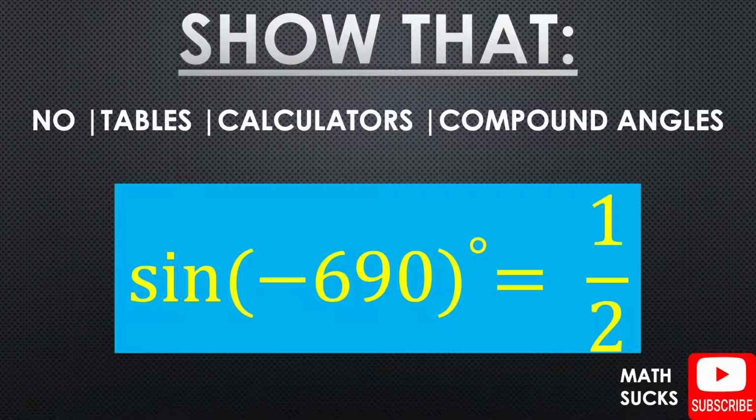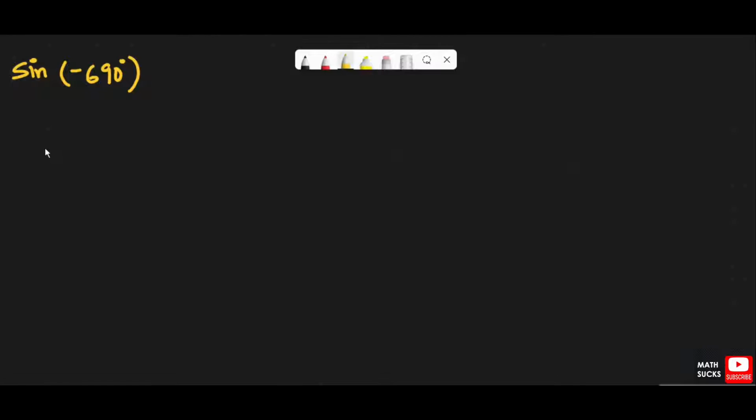In this video, I'll show you how you can find the sine of negative 690 degrees without using tables or calculators. So first things first, we need to understand what the quadrants are, what the ratios are, and what their corresponding signs are in those quadrants.